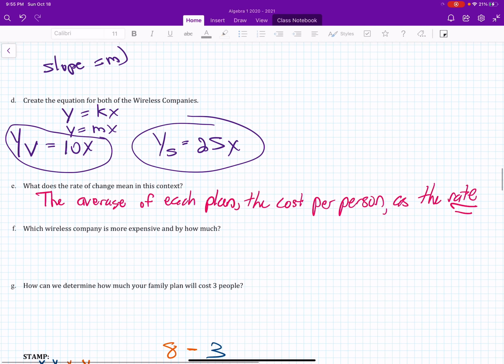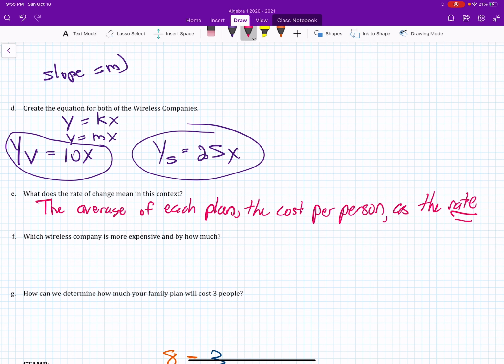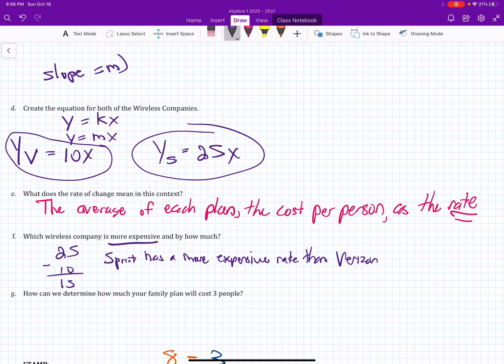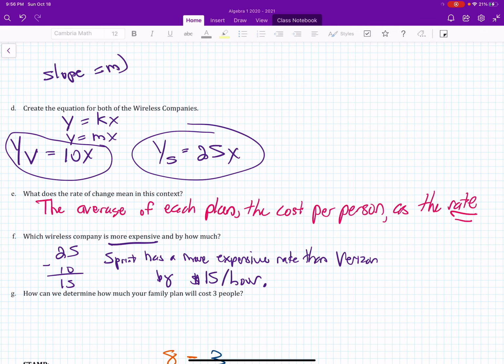Which wireless company is more expensive and by how much? So this is where we're subtracting the smallest number from the biggest number. 25 minus 10, that is 15. And therefore we can say, because it's more expensive, Sprint has a more expensive rate than Verizon by $15 per person. Again, always include these units.